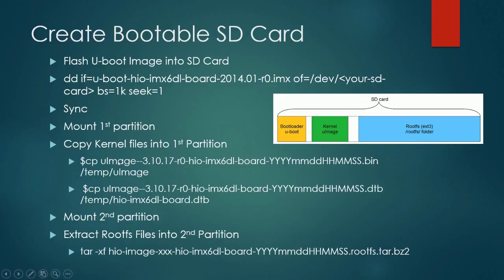We also renamed the files, the uImage.bin into uImage, and uImage.dtb into imx6dlboard.dtb. After that, I mount the first partition and mount the second one, and then we're gonna extract the tar file into the second partition.